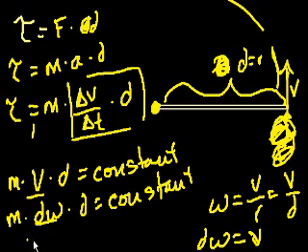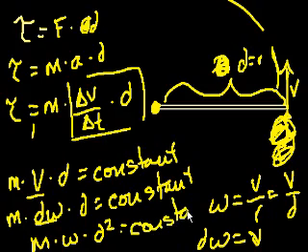And so what does that get us? Well, that gets us m times the angular velocity times d squared is equal to a constant. So what does this tell us? This tells us the mass of an object spinning. So let me rewrite this, because I think.